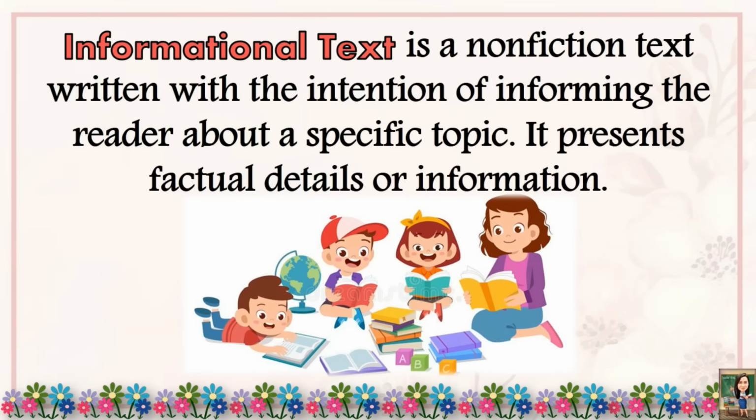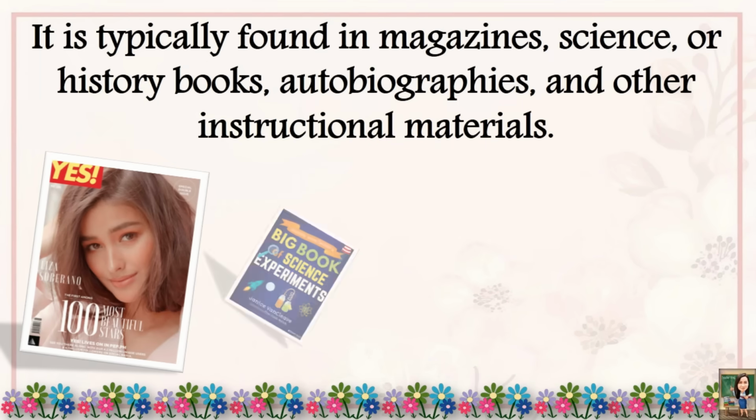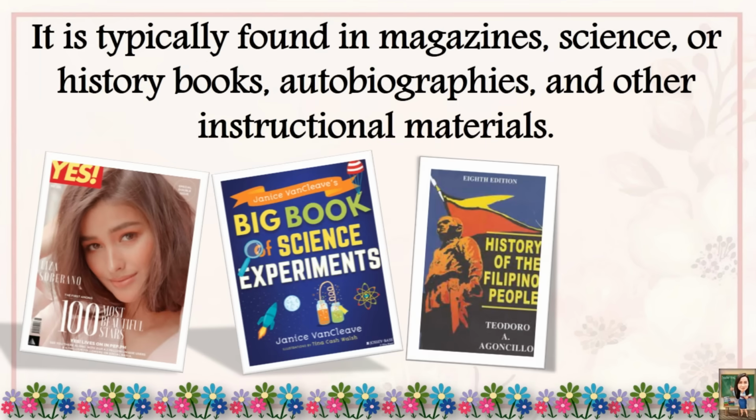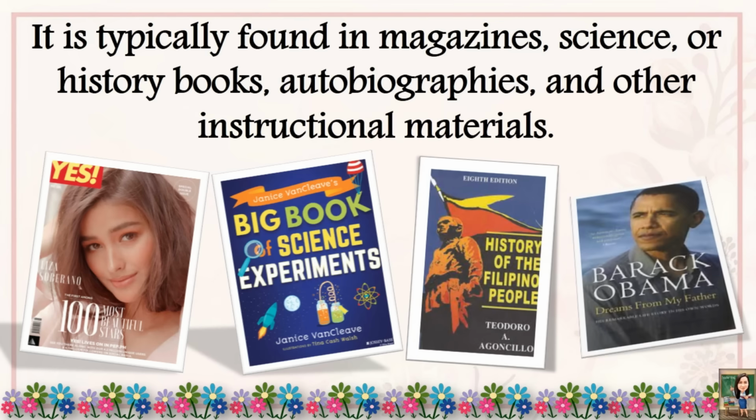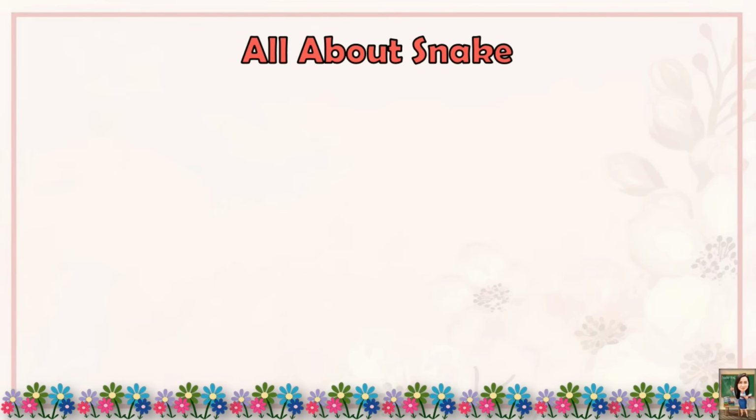Informational text is a non-fiction text written with the intention of informing the reader about a specific topic. It presents factual details or information. It is typically found in magazines, science or history books, autobiographies, and other instructional materials. Now, let us read the selection about All About Snake.